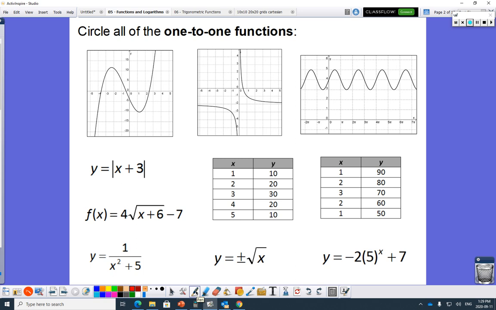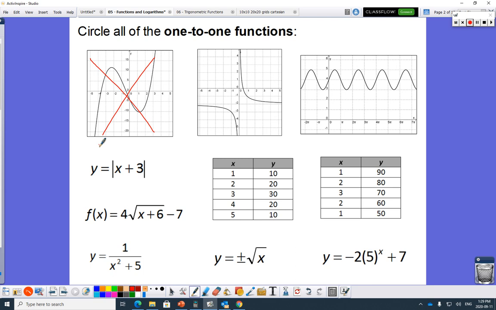Is this a one-to-one function? Here's the two tests. It's got to pass vertical line. This does. It's a function. Does it pass horizontal line test? No. So that's not a one-to-one function. It says circle the ones that are, but in my brain I have to X out the ones that aren't. That's a little easier for me.